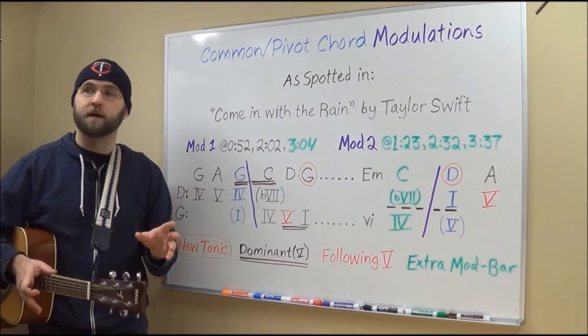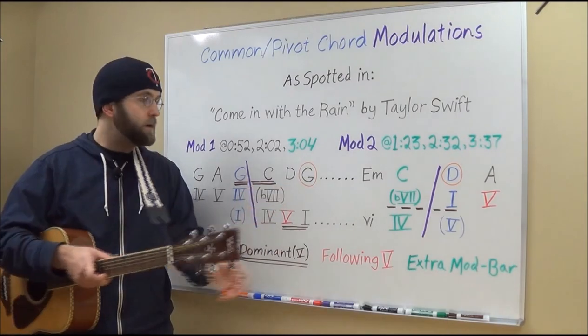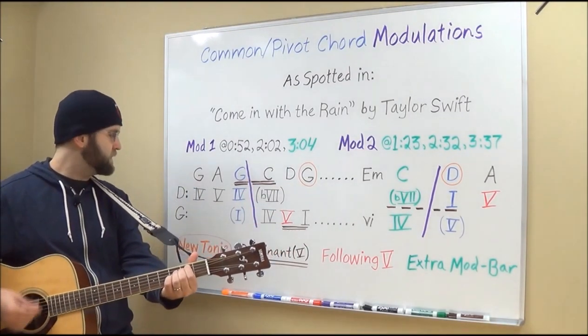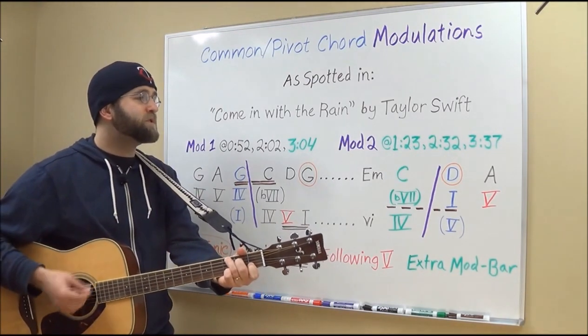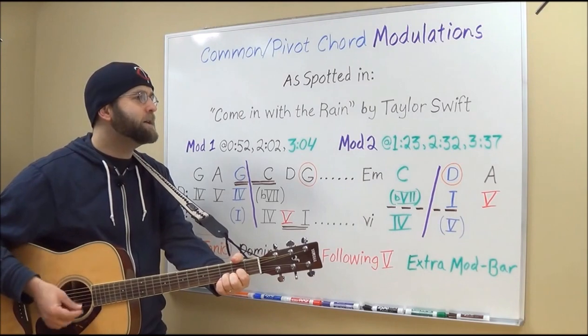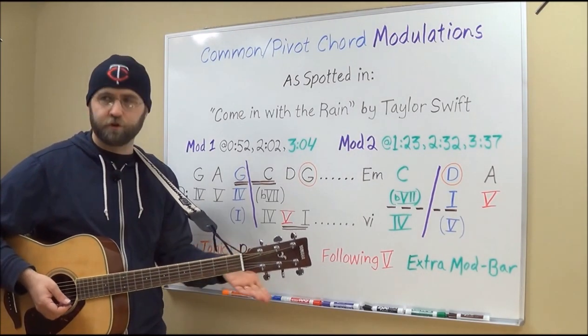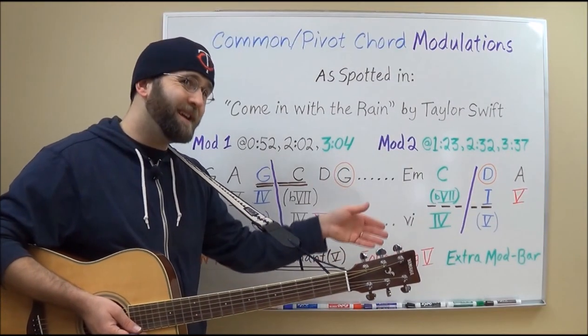Alright, on to the second modulation, or we could call it the return modulation. It picks up here with E minor, which is a minor 6 in G, and then C, which is a 4, and then we just float right on into the D, and there's your modulation, or your return of the key. Return of the key. Okay, so what happened here?